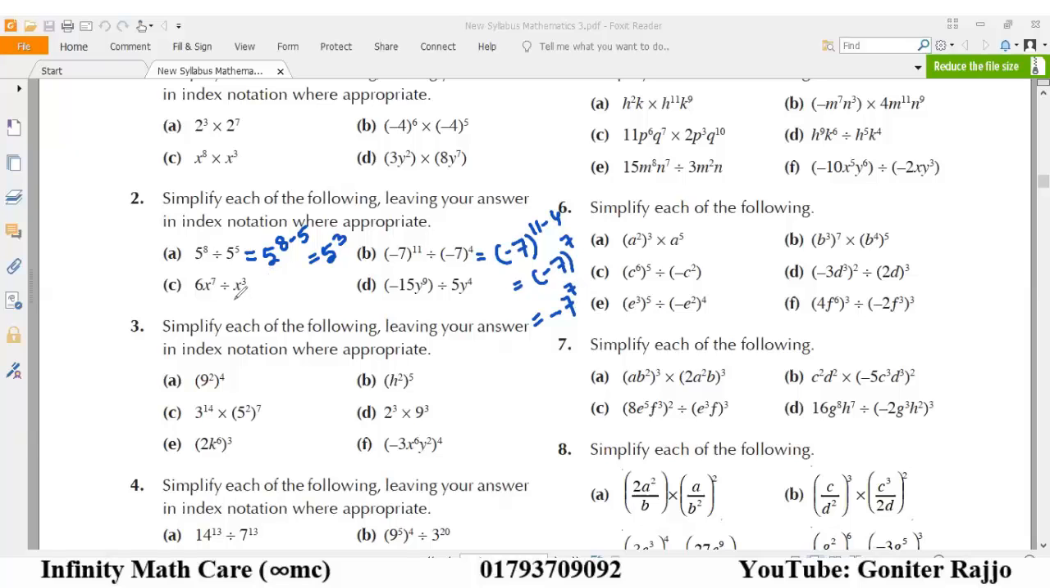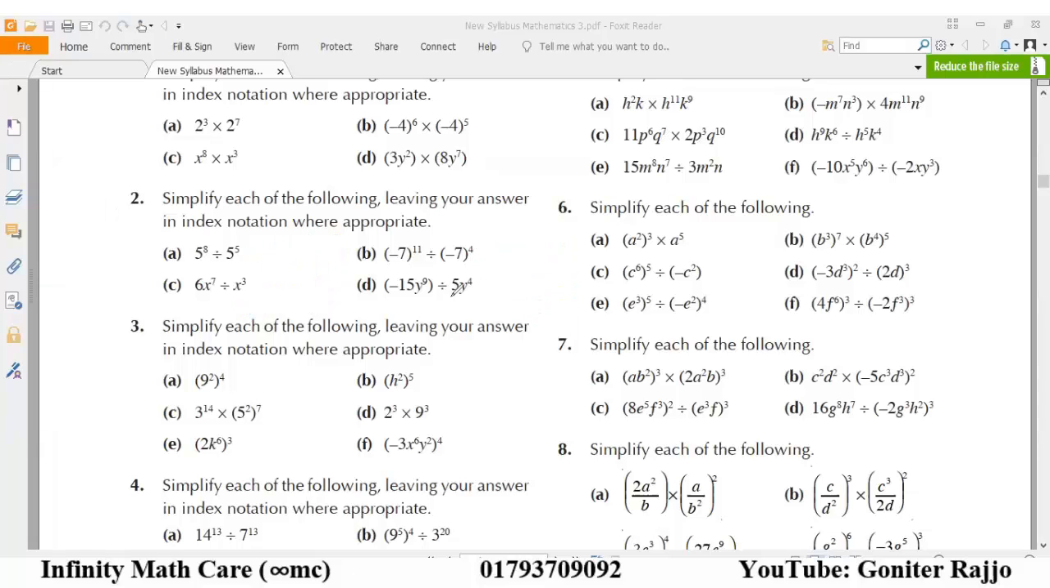Number C. 6x to the power 7 divided by x cube. We can write it this way, 6. Okay. This is the coefficient. We can write it first. Now we have to subtract the powers. So 6x to the power 7 minus 3. That will be 6x to the power 4. Simple. So our answer should be 6x to the power 4.